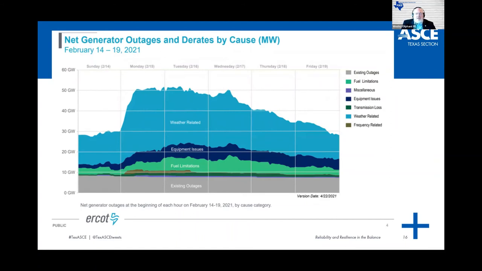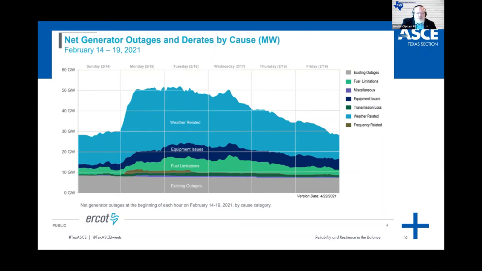This slide provides ERCOT's breakdown of the causes of the electrical power generation outages during winter storms Uri and Viola. As noted here, at the peak of the events, about 50% of the generator outages and derates were weather-related, winterization issues. Just under 40% were equipment and fuel limitation issues. And just over 10% of the outages that existed during this event were actually planned maintenance that could not be stopped for these events.